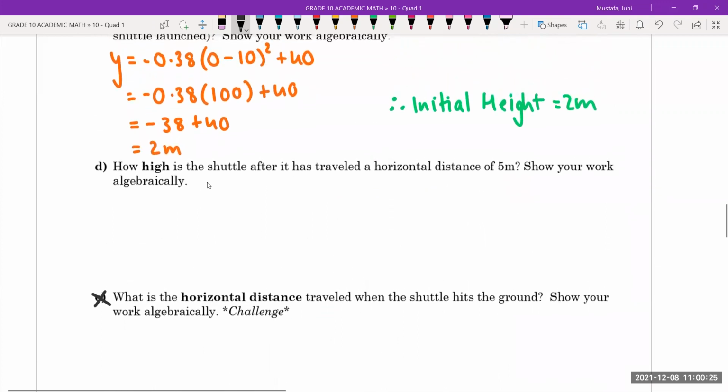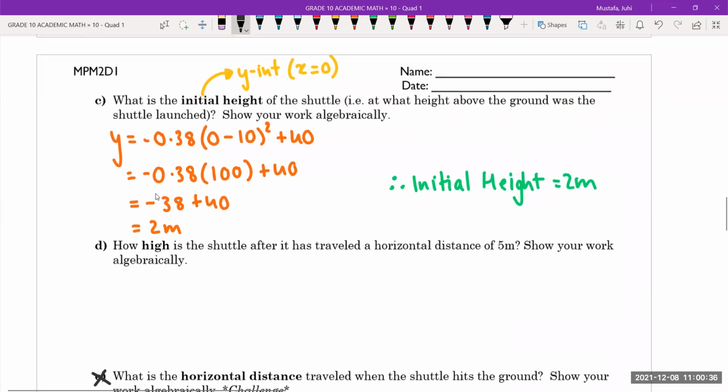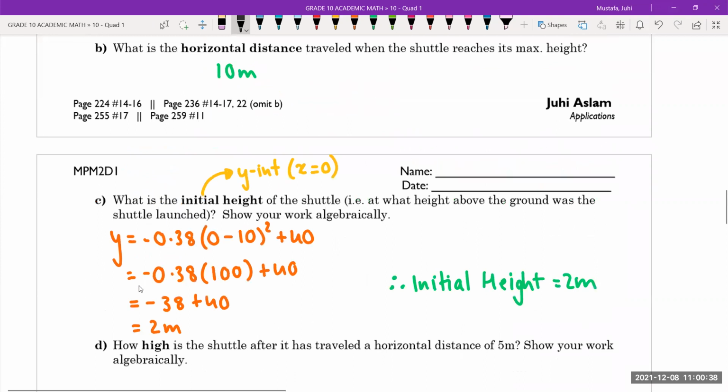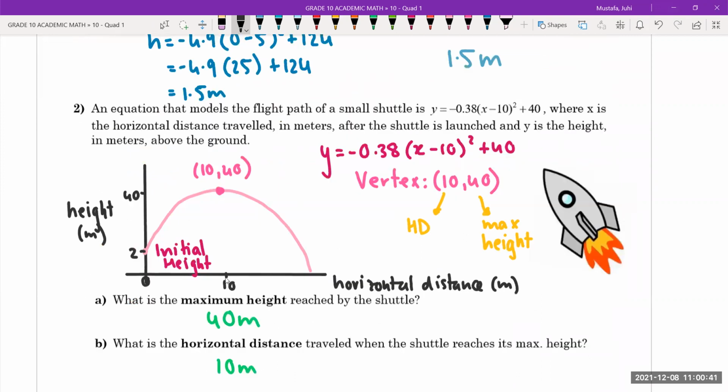How high is the shuttle after it has traveled a horizontal distance of 5 meters? Show your work algebraically. So what exactly is this question asking? It's saying, okay, well, this is 0 meters horizontal, right? Then here is 10 meters. If I travel 5 meters, how high above the ground have I gone? So I need to use my equation. Where am I going to put this 5 in? Am I going to put it into the y or the x? Yeah, it's basically saying when x is equal to 5, what is y going to be equal to?